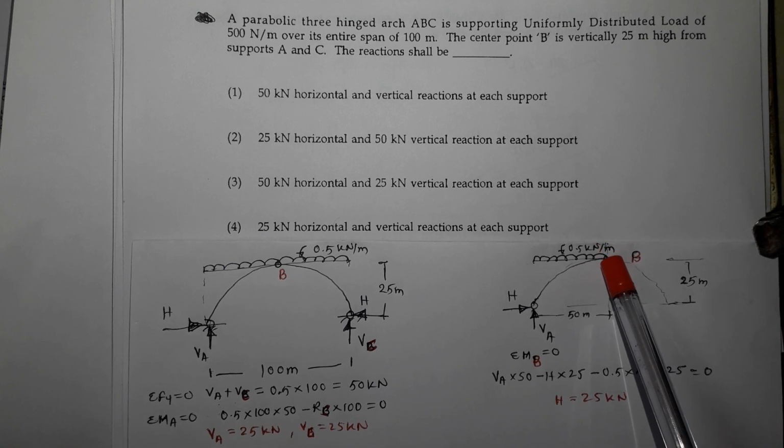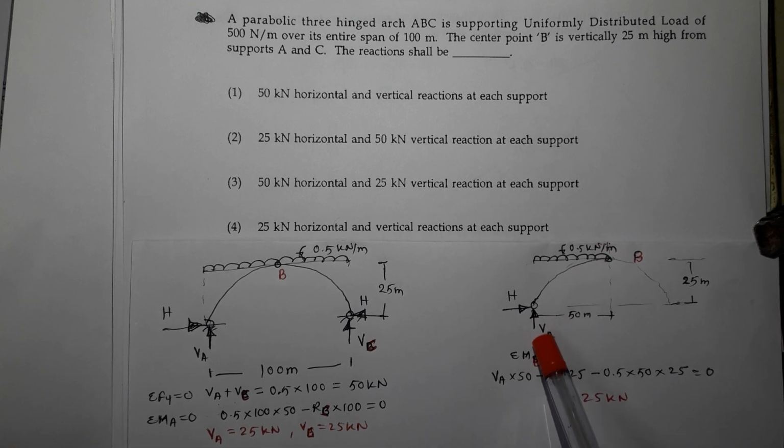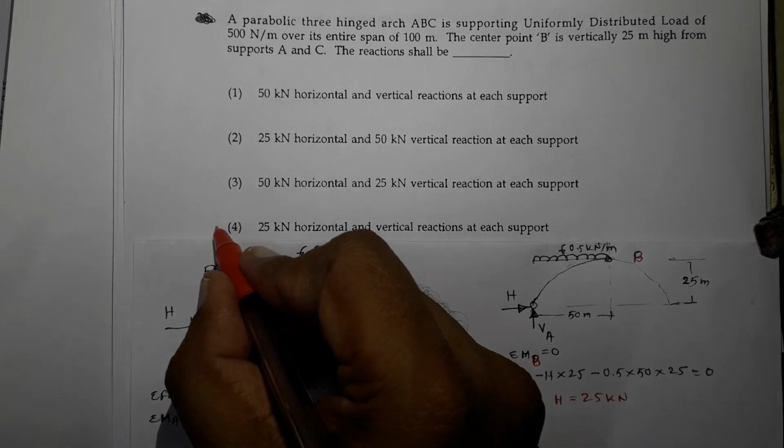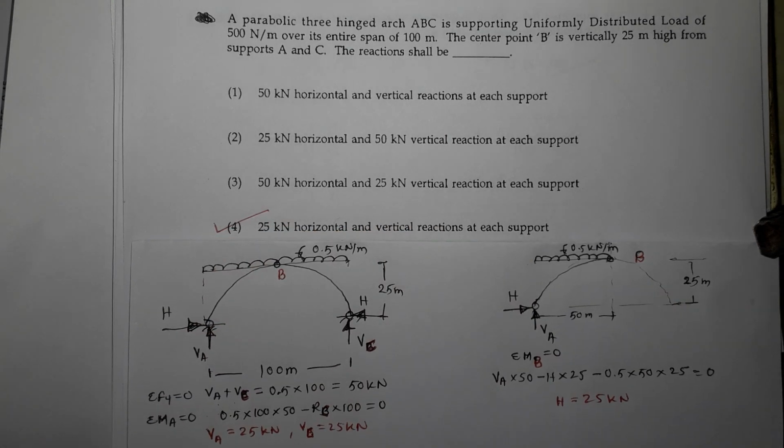Take moments about this point B. Taking moments about B, VA into perpendicular distance, that is 50, minus H into 25, and minus the moment of this UDL, H is 25, and that is why the correct option is option 4.